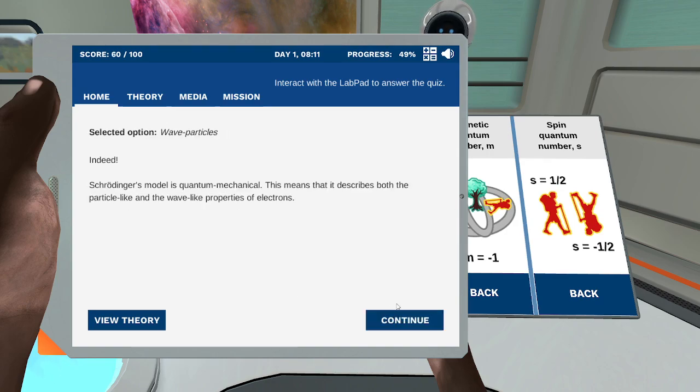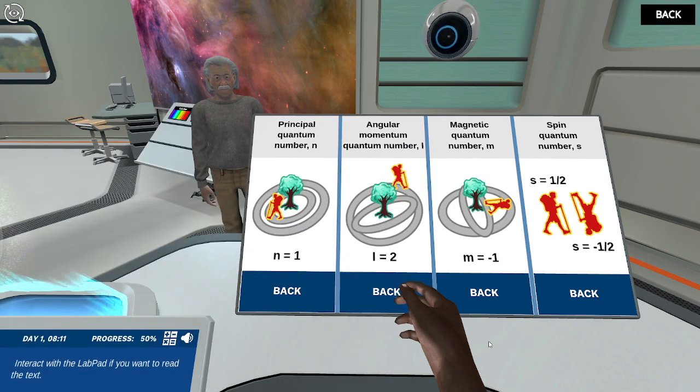Indeed, Schrödinger's model is quantum mechanical. This means that it describes both the particle-like and the wave-like properties of electrons. You might be wondering what all this talk of atomic models, electrons, and orbitals has to do with identifying the atoms a star is made of. So, let's crack on and find out.